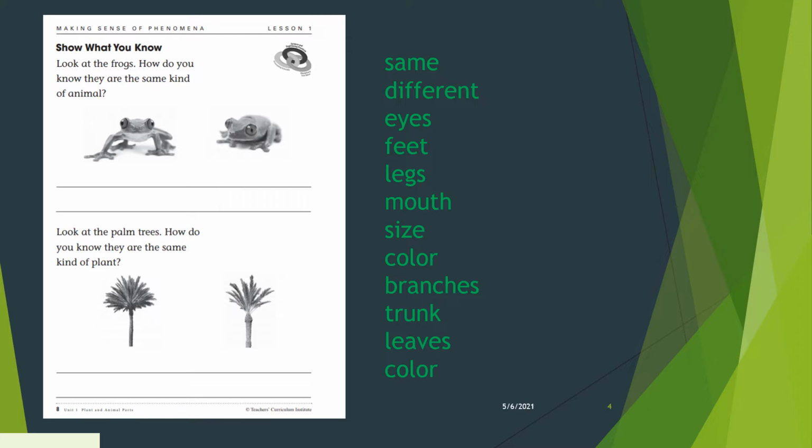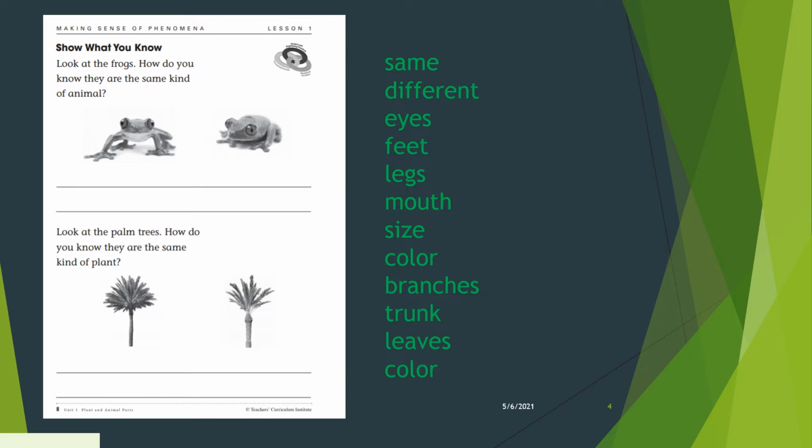Show what you know. Look at the frogs. How do you know they are the same kind of animal? How can you tell those are the same kind of animal? Now, here's some words that I wrote up that you might want to use as you're describing how you know that they're the same kind of animal. So how do you know that they're both frogs? What about them lets you know that they're the same kind of animal?